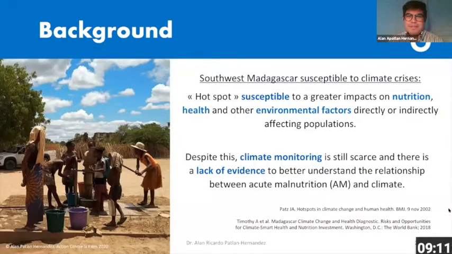Next, please. If we talk about vulnerable populations, we can go to southwest Madagascar, where the population is already facing important economic and social issues, as well as additional negative impacts of climate variability on nutritional status and health. Despite these observed negative impacts, not only in Madagascar but in many other zones around the world, climate monitoring is still not enough, and the evidence produced so far is not enough to fully understand the relationship between acute malnutrition, other health indicators, and climate variability. Next, please.